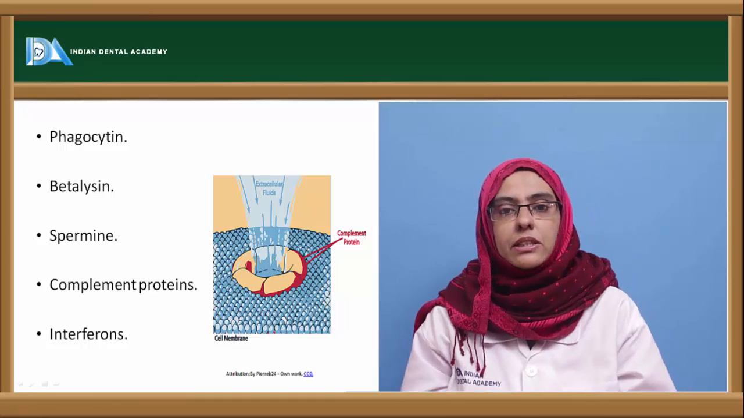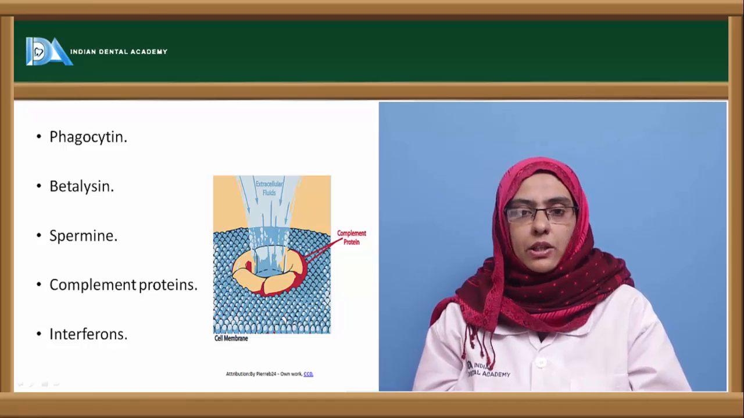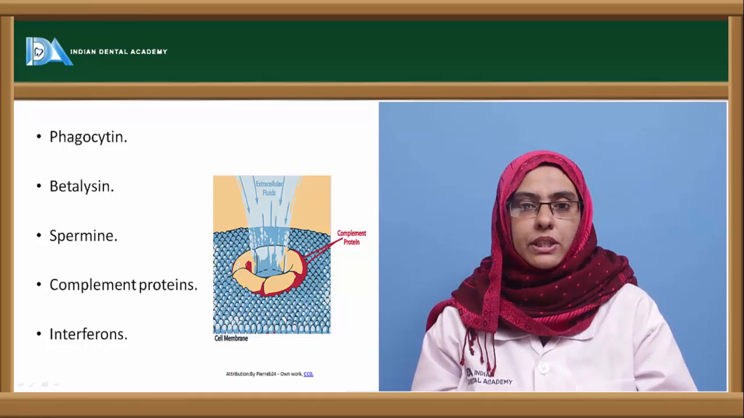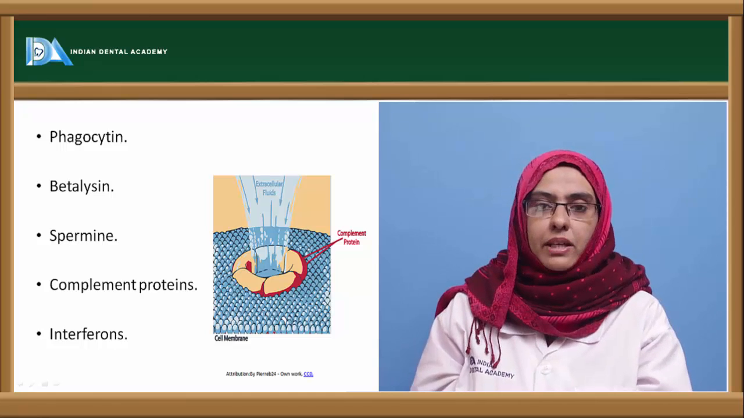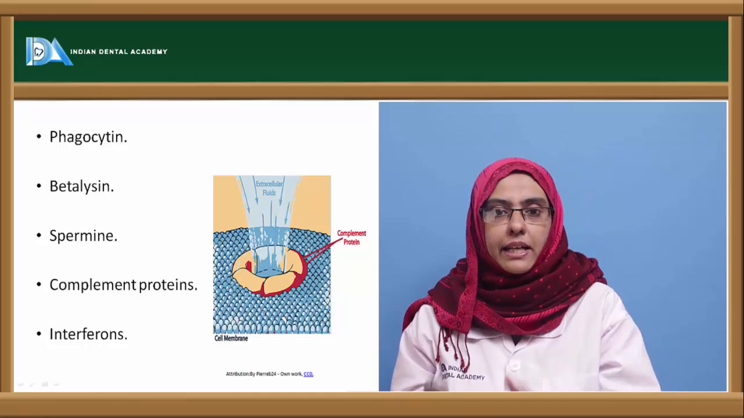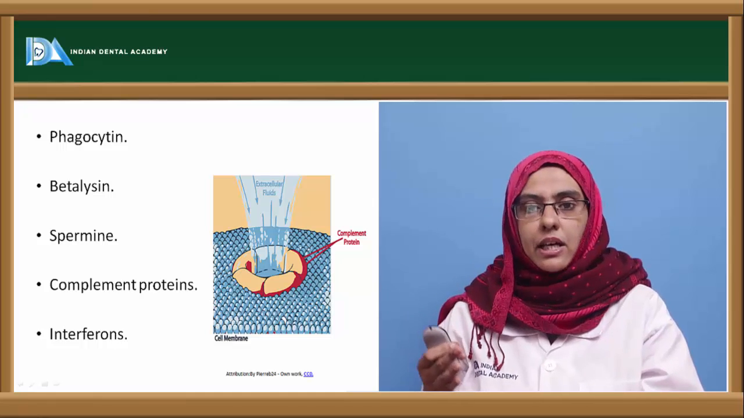Complement proteins are serum proteins present in the serum of the human individual. These complement proteins are usually activated by three pathways, ultimately forming a complex called the membrane attack complex on the organism, and the organism gets killed due to its activity.